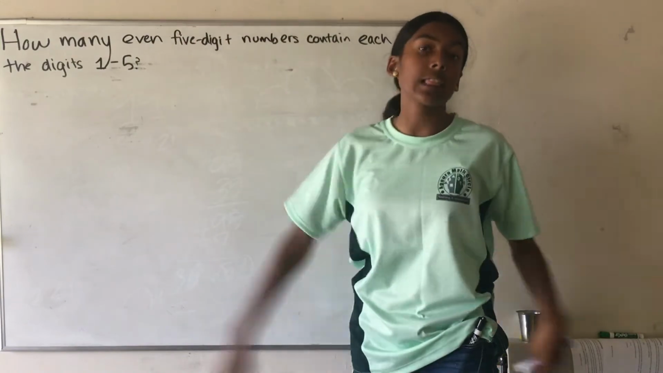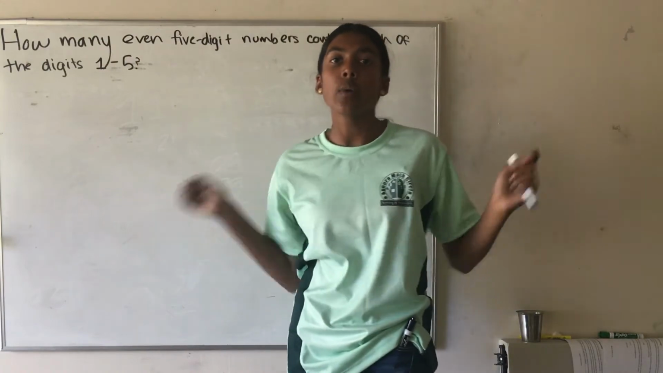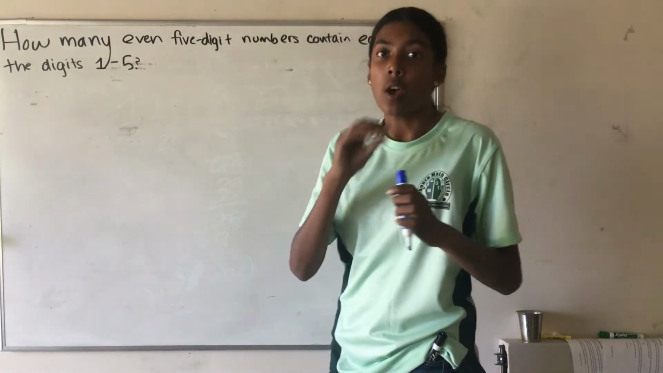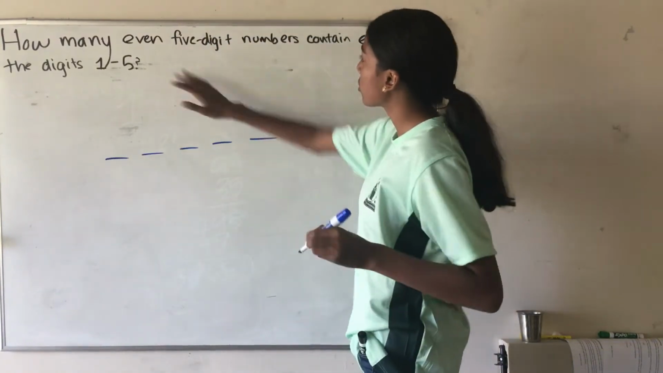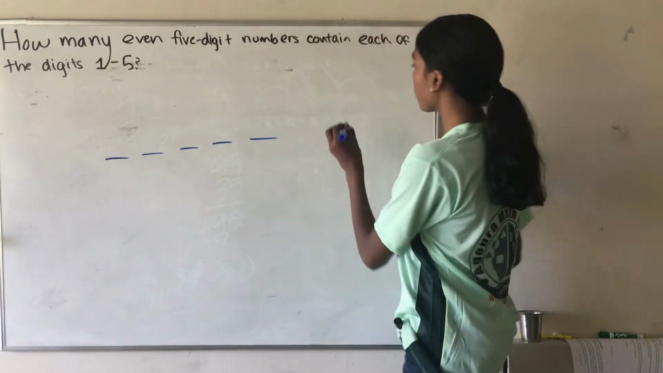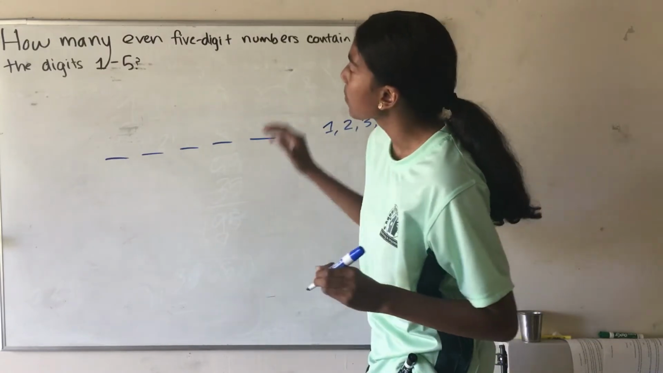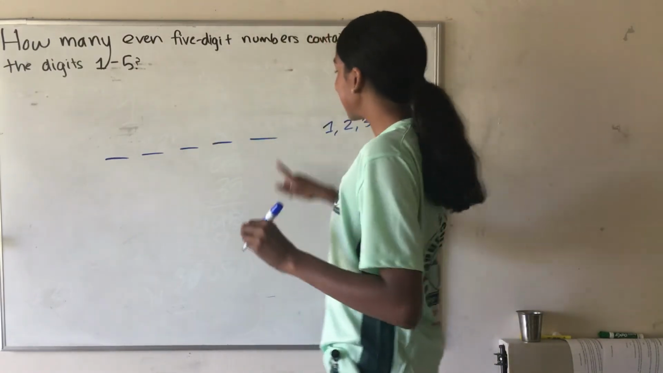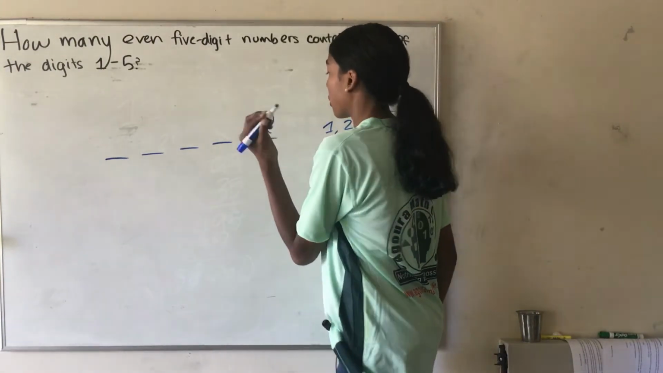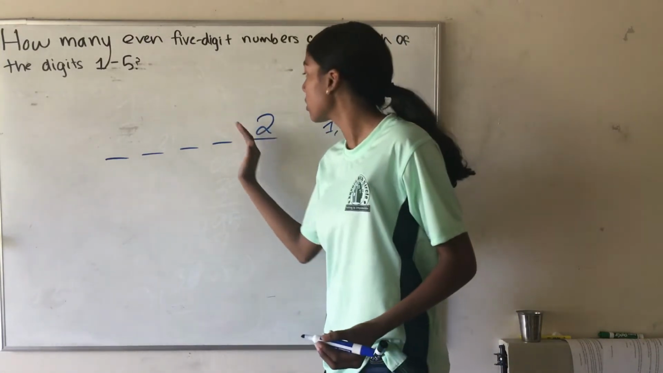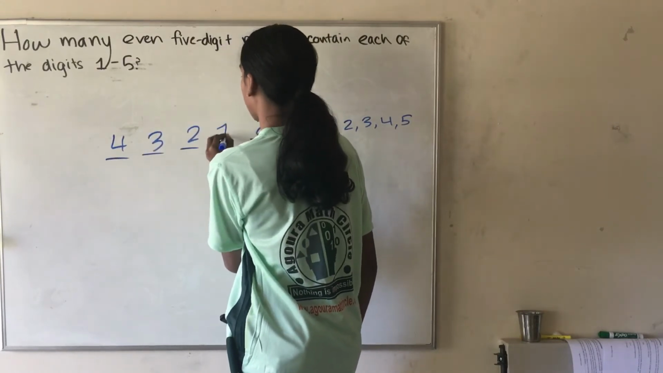So our next and last question is, how many even 5-digit numbers contain each of the digits 1 through 5? Whenever there's something with numbers and digits, I always start off with drawing a place for each digit. And there's 5 digits, so 5 lines. Our numbers from 1 through 5 are 1, 2, 3, 4, and 5. Since the last digit has to be even because the entire thing has to be even, we have 2 options to go here. And then we have 4 options for this, 3 for this, 2 for this, and one last one for this.